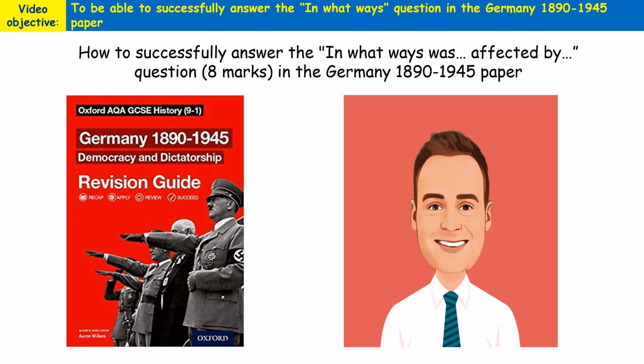Manley History Teacher's latest video on how to successfully answer the "in what ways was something affected by something else" question, which is worth 8 marks in the Germany from 1890 to 1945 GCSE paper. Let's get started with my top tips on how to successfully answer this type of question.